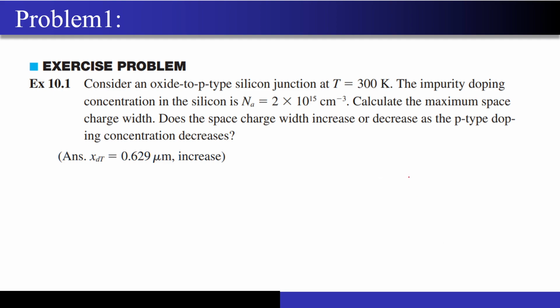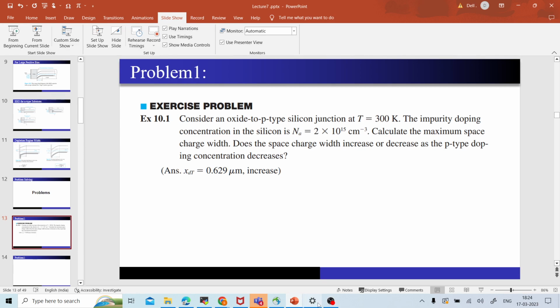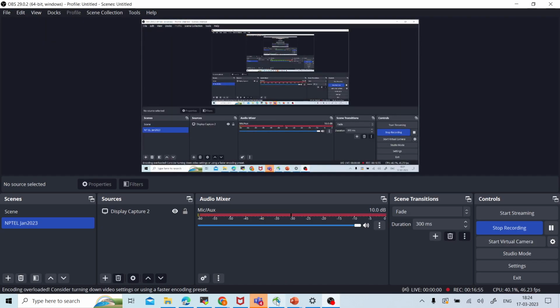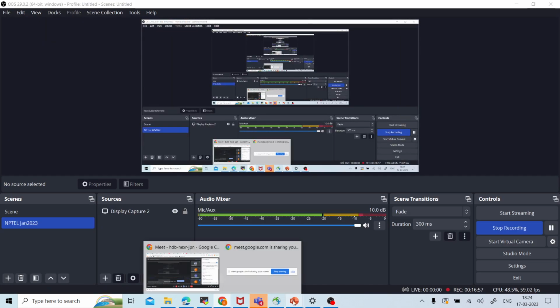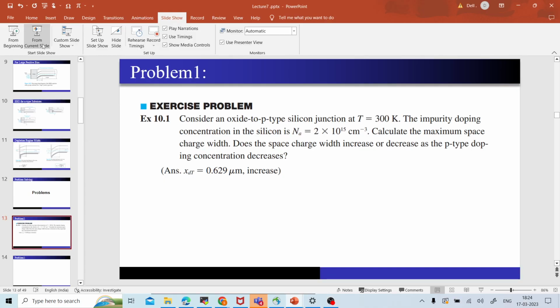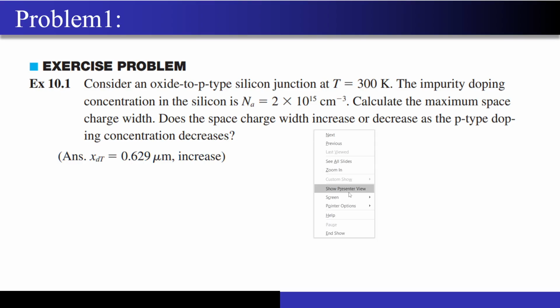Just before that, let me check whether the recording is still there or not. Yeah, recording is still there, so we are very safe. Just a minute. So now let me turn on my pen. Great.